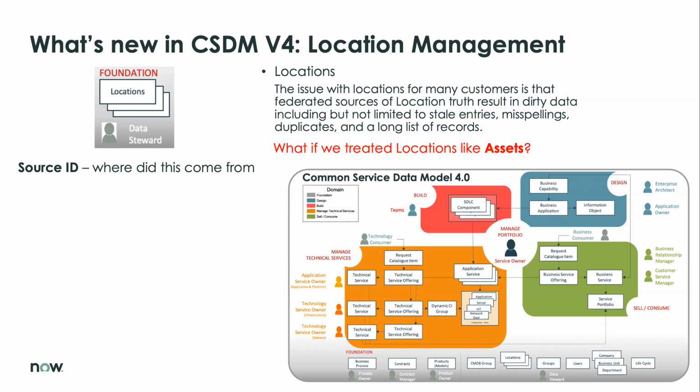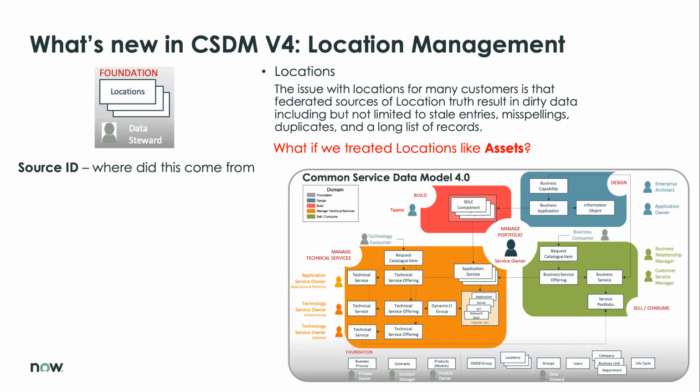The first attribute we have created is source ID. Where did this come from? Similar to the source ID that we have on our hardware or our computer systems. Where did this come from? SMS? Oh, wow, shows my age. Did this come from SCCM? Or did this come from a manual entry? What is the actual source? So this becomes that choice list to say, where did this come from? So we know where that data is at.